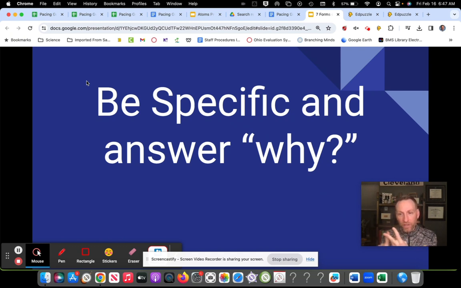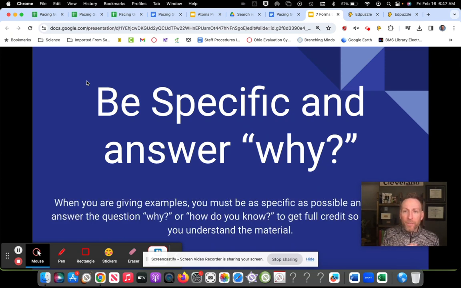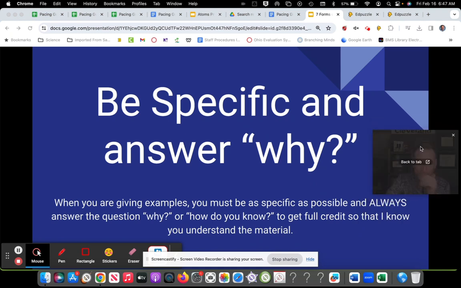The examples of the energy in everyday life are going to be the way that you can demonstrate to me that you understand the basics of what this form of energy is. I'm always going to be asking you for examples. I'm going to give you some examples in class. I'm going to make you come up with some of your own examples in class.